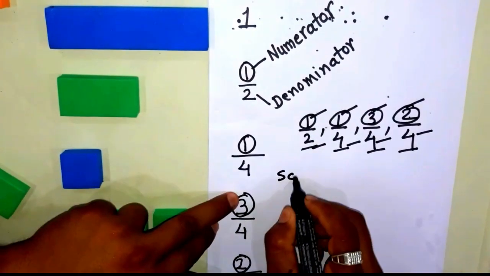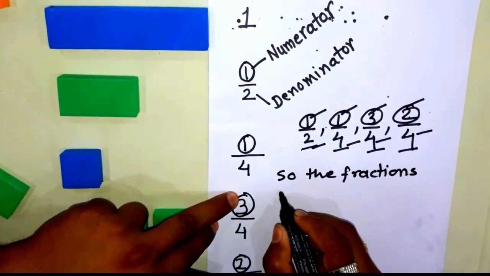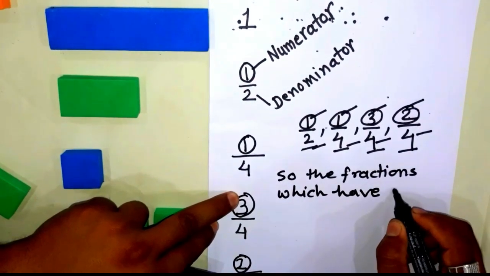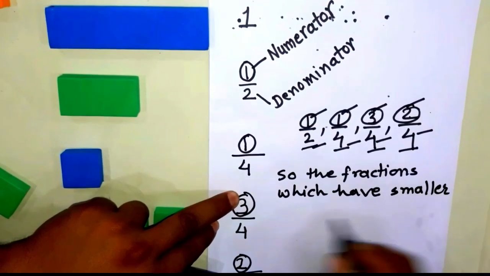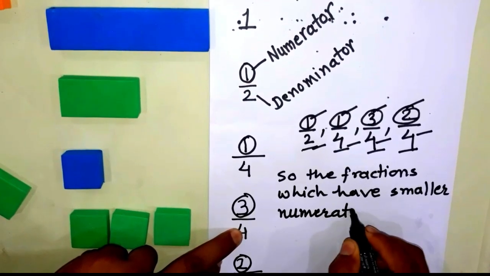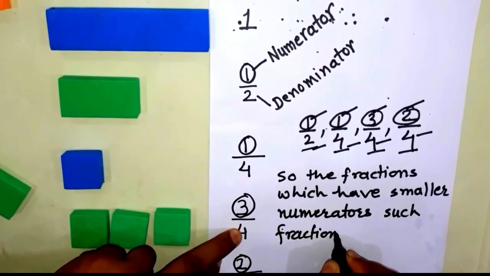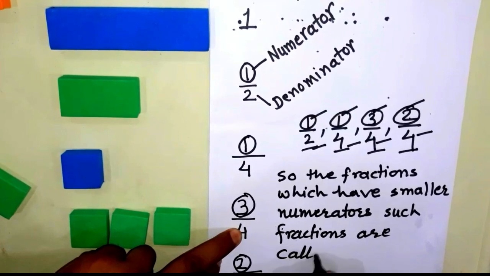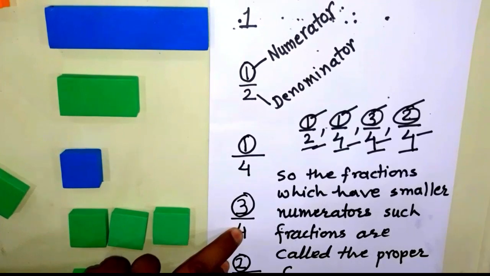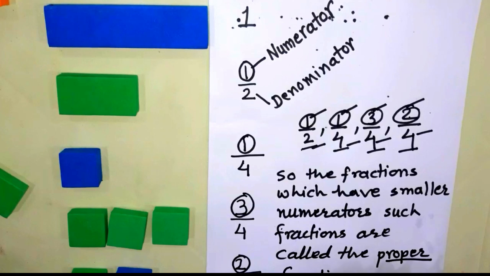So the fractions which have smaller numerators, such fractions are called the proper fractions. So such fractions are called as proper fractions.